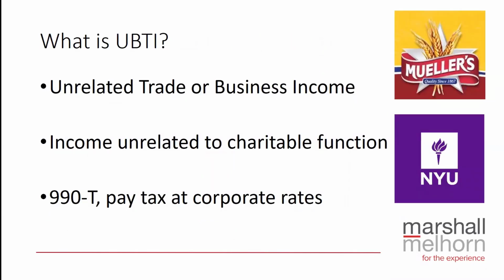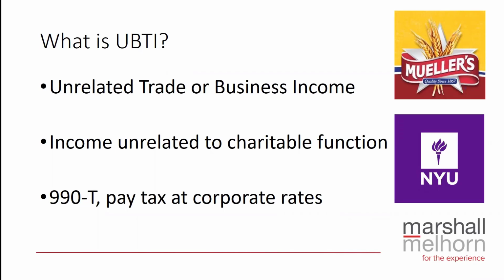A little bit on UBTI, unrelated business taxable income. So that's income from an unrelated trade or business. A trade or business is essentially something that might compete with another business. It's something that you carry on regularly, and it's similar to what other businesses might do, and it's not related to your exempt function.